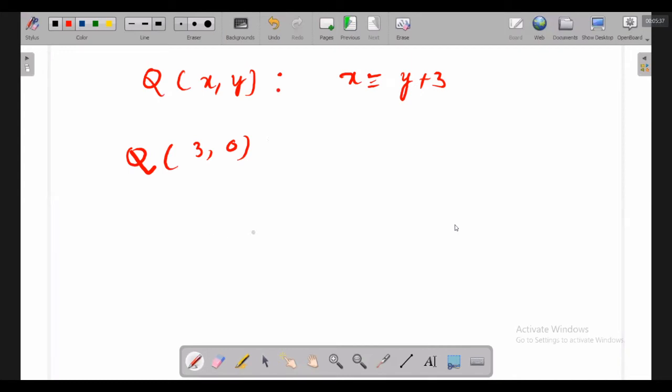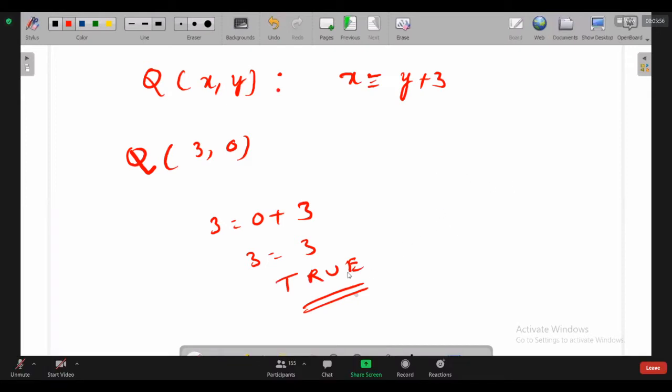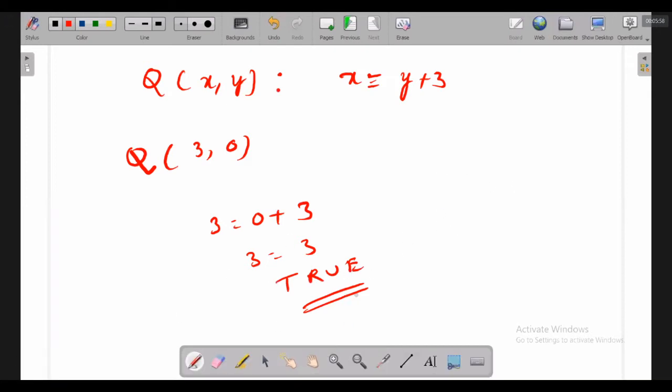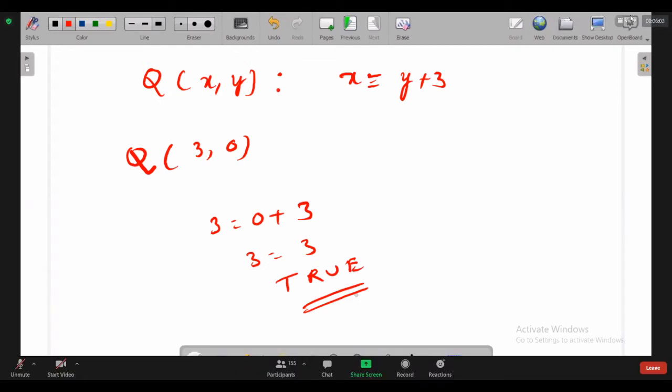Here x is equal to 3, y is equal to 0. So 3 is equal to 0 plus 3, so 3 is equal to 3. So it is true. Q of 3 comma 0 is true. So a predicate becomes a proposition when we assign values to the predicate variables.